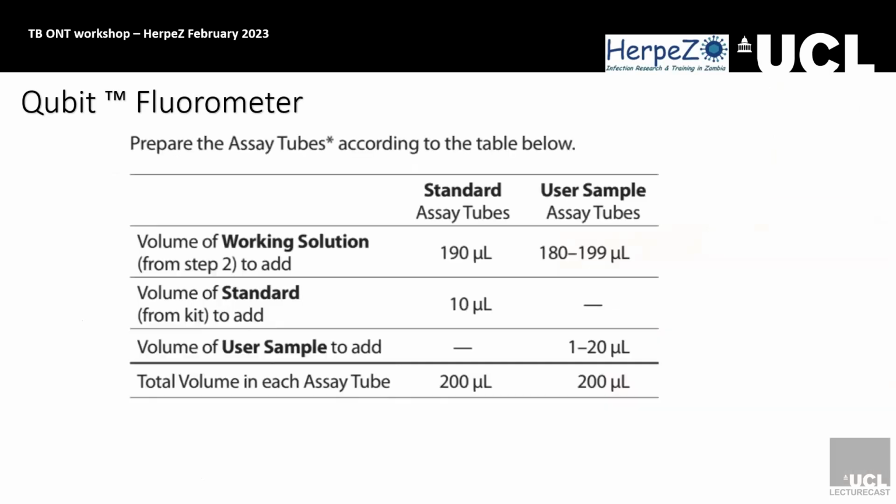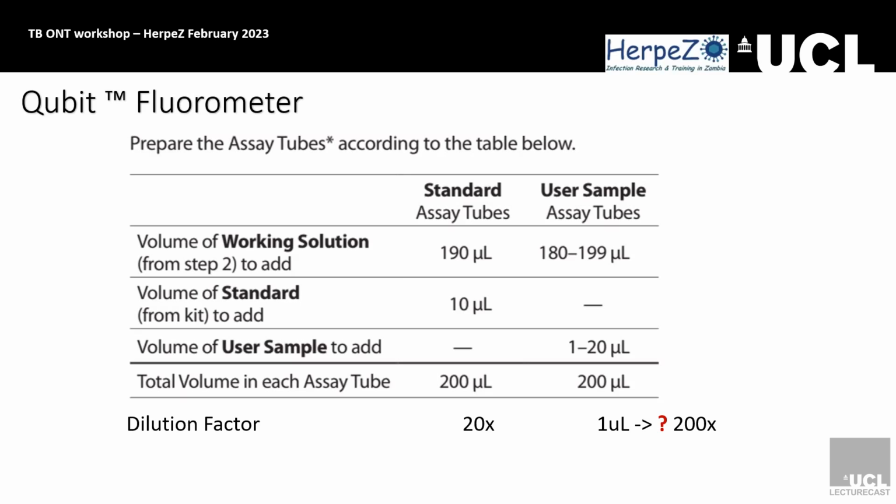So these are just the list of the different kits you can get for the Qubit. We're currently using the high sensitivity kits to measure the quantity of DNA in our samples. This is telling you how you make up the solution. For the standards, you get 190 of your working solution and add 10 microliters of the standards. There are two standards, S1 and S2. One of them has a high concentration of DNA, the other one has a low concentration. And the idea is that all your samples will fall within that range.